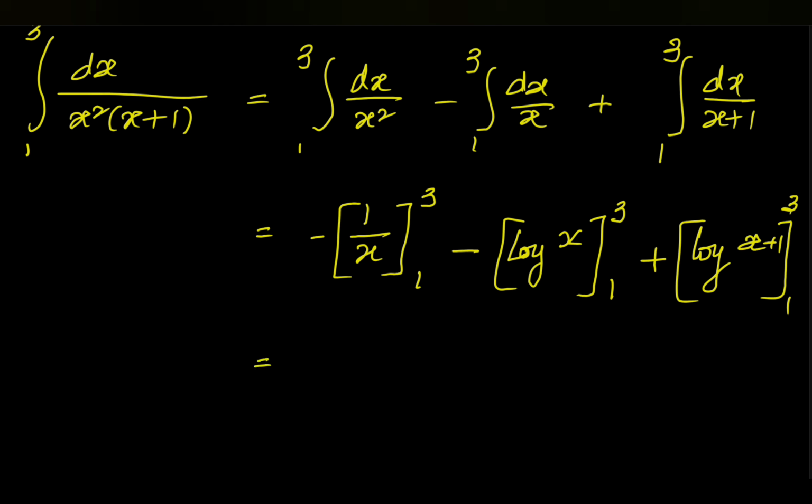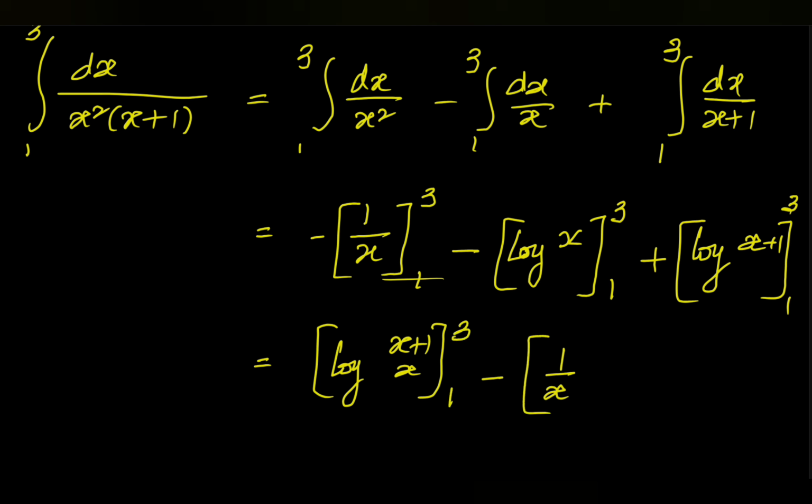Now we can write this as, we have a property of logarithm laws, log a minus log b is log of a by b. So we can write down log of x plus 1 by x minus 1 by x, with boundaries as 1, 2, 3.